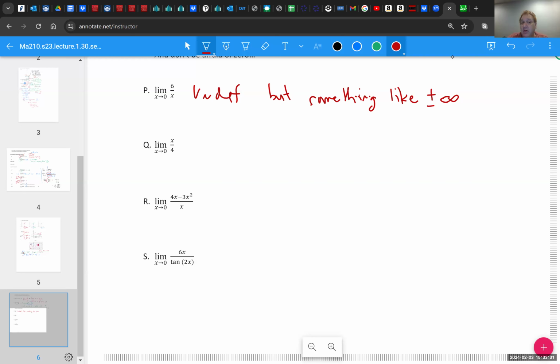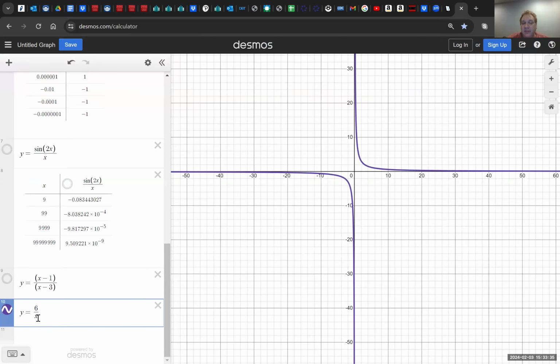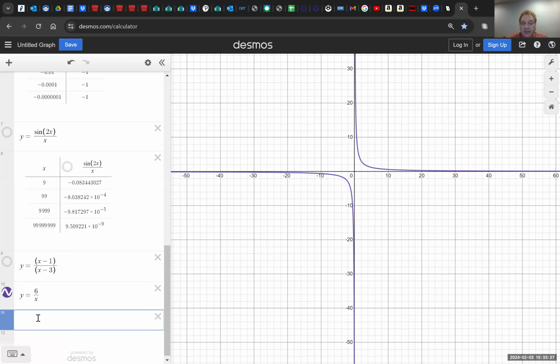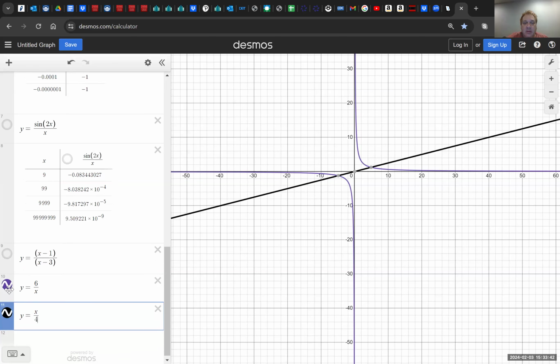And we can do x over 4. Again, we can analyze it by using x values that are closer and closer to 0. So y equals x over 4. Let me turn off this other one. So we want to find out what happens when x is closer and closer to 0. That's our target number. And this function is continuous.